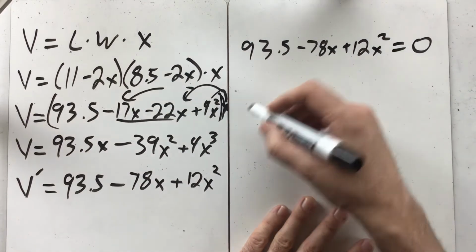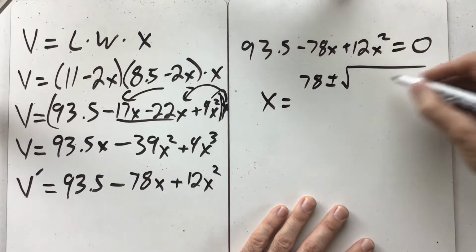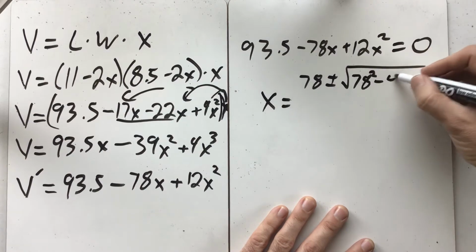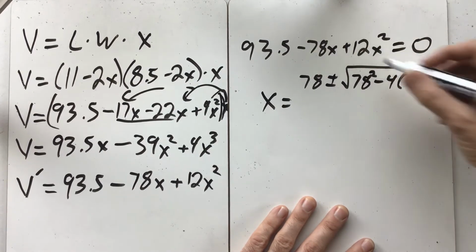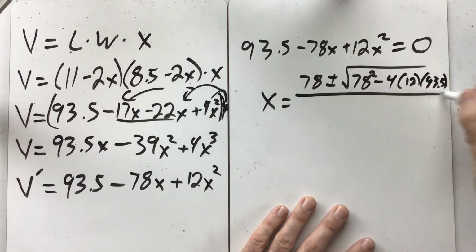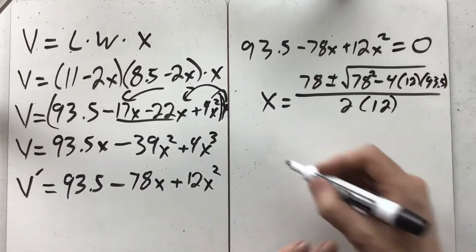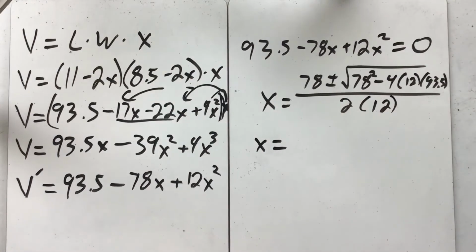So I'm going to do x equals negative b plus or minus the square root of b squared minus 4ac, where a is 12 and c is 93.5, all divided by 2a, and a is 12. So now I need to go type all this stuff in and see what I get. 78 squared, let's do minus 4 times 12 times 93.5. I don't like having to type these in.